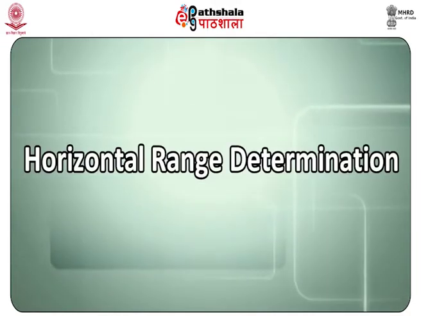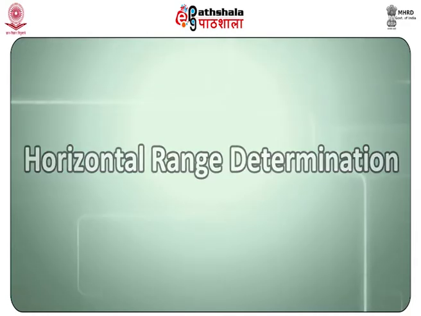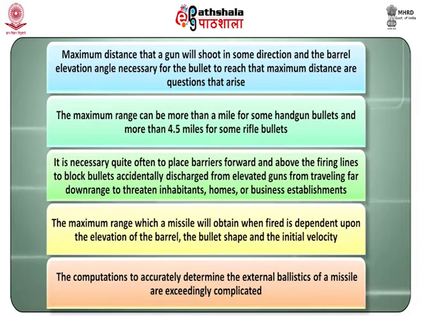Now let us see horizontal range determination. Horizontal distance is the maximum distance that a gun will shoot in some direction, and the barrel elevation angle necessary for the bullet to reach that maximum distance are questions that arise often when an outdoor shooting range is being designed.